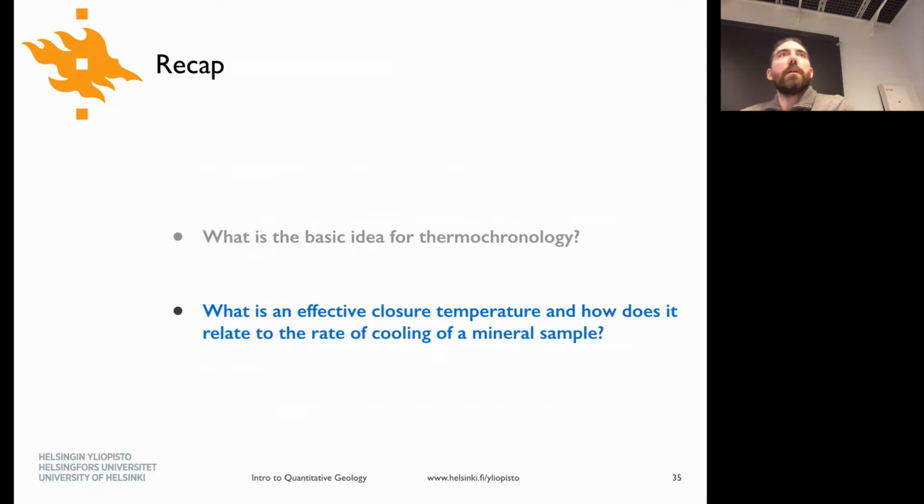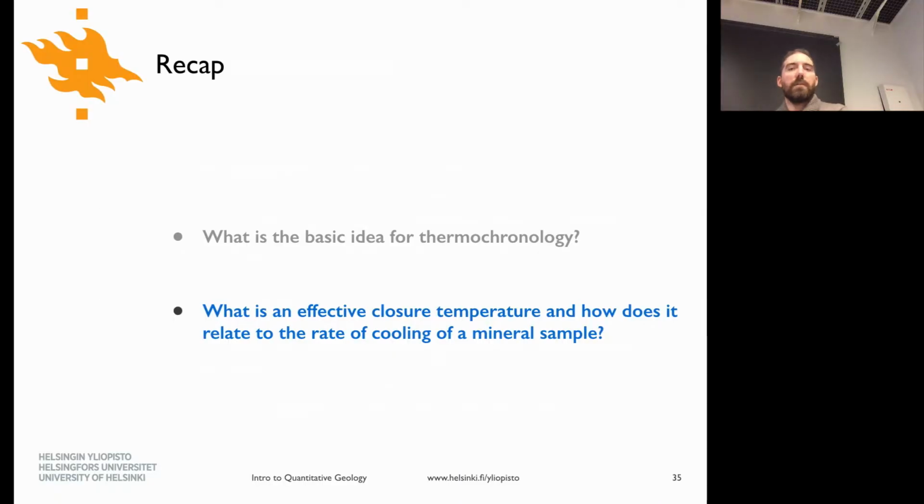So for the closure temperature, if you had to give a definition, what might you say? So it's the estimate of when the system closes in terms of temperature. There's still some potential to lose a little bit of daughter product below this effective closure temperature, but it's the point where we start trapping at least half the daughter isotope.